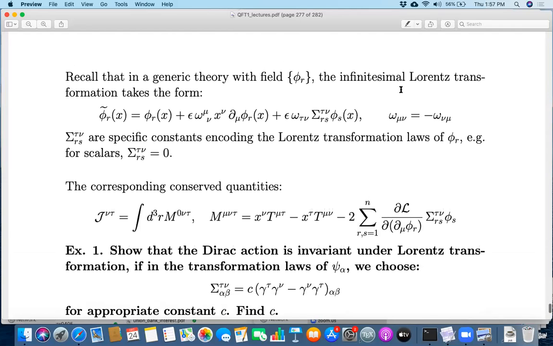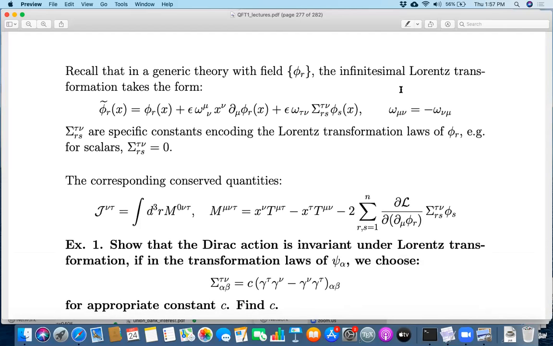So let me remind you how we calculate the angular momentum operator in a general theory. If you remember, we had started with a generic theory with a set of fields phi_r. We didn't say whether the phi_r's are scalars or components of a vector or something else. But we have taken a generic theory with fields phi_r. And for such a theory, the infinitesimal Lorentz transformation takes the following form. The transformed field phi tilde_r is given by phi_r, and then there is a term that is responsible for the change in the argument of x.